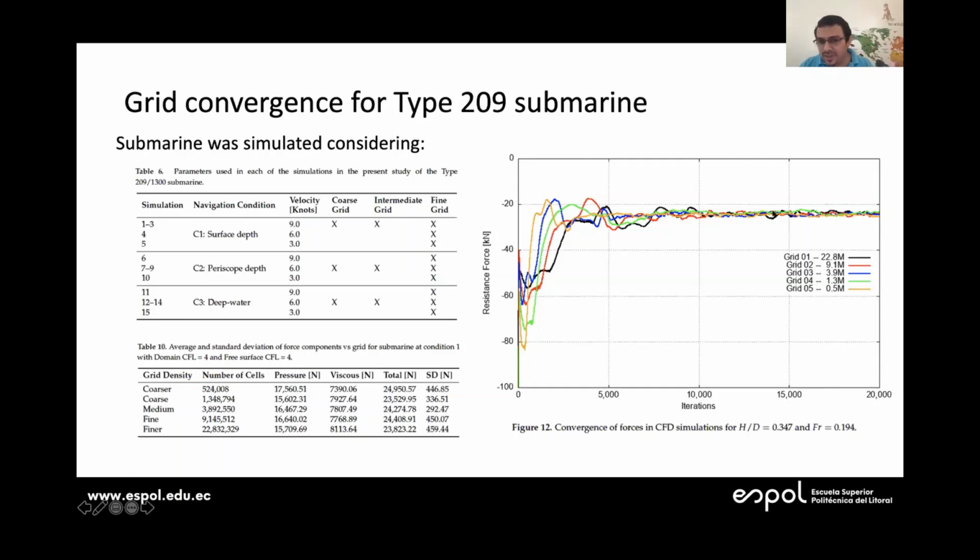Although if you compare this resistance force evolution with the DARPA one, you can notice that at the end, after 10K iterations, there is still some sort of oscillation on the resistance force. And we do believe that this is due to wave breaking on the bow of the submarine.